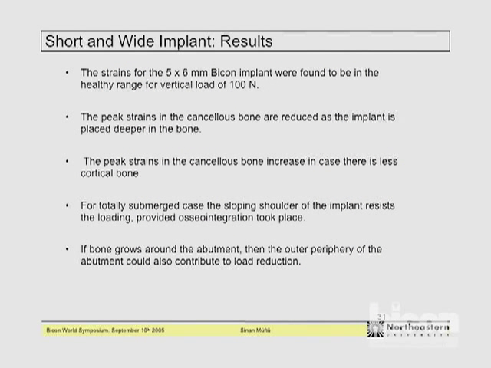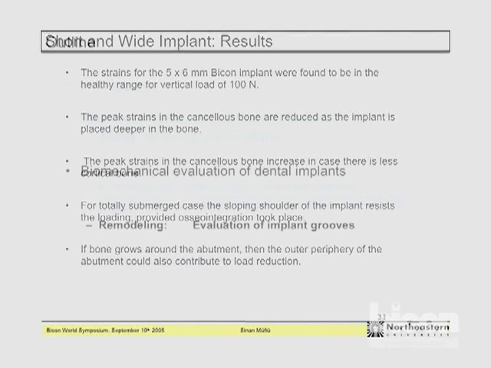So in summary of this part, the strains for the 5x6 Bicon implant were found to be in the healthy range. The peak strains in the cancellous bone are reduced as the implant is placed deeper in the bone. The peak strains in the cancellous bone increase in case there is less cortical bone coverage. For the totally submerged case, the sloping shoulder of the implant resists the loading, provided that the osseointegration took place.